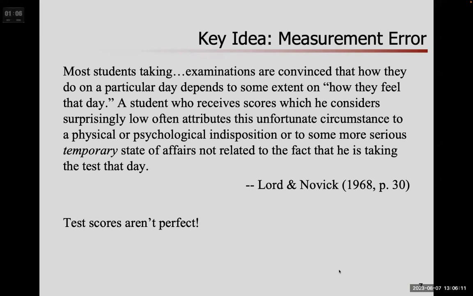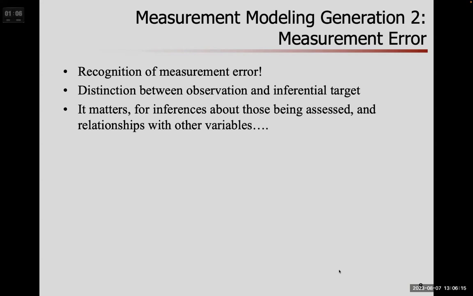Test scores are imperfect. They're not exactly what we would want. There's a notion of measurement error. The distinction between the observation, say, students' performance on a test, and what we'd really like to know about them matters. Recognizing or acknowledging measurement error matters for inferences about those being assessed, as well as relationships with other variables.